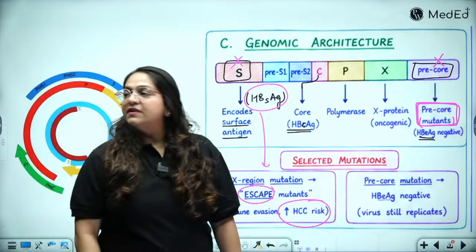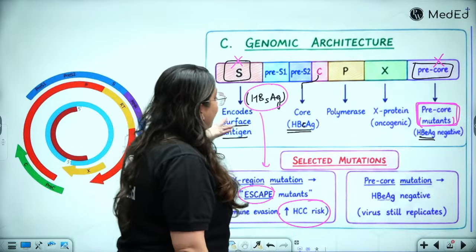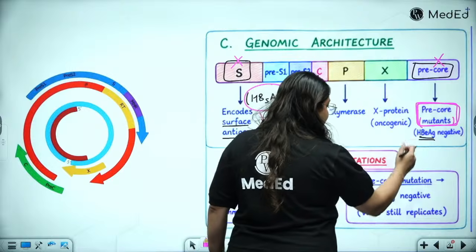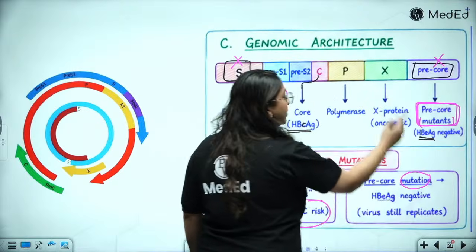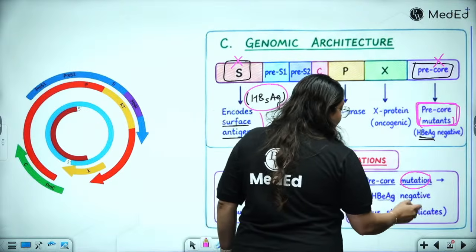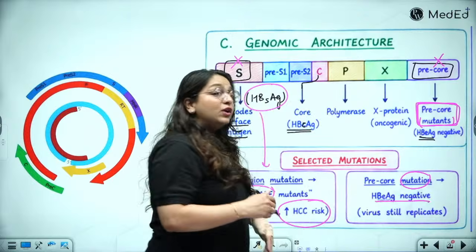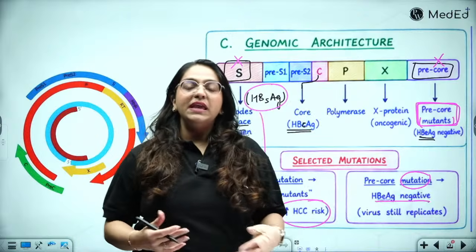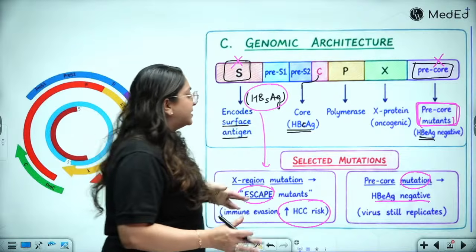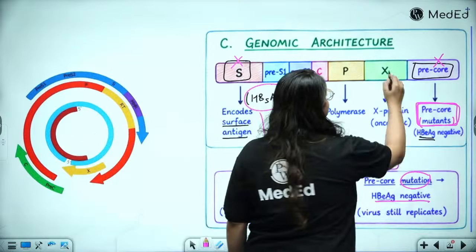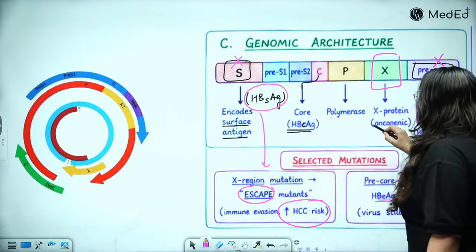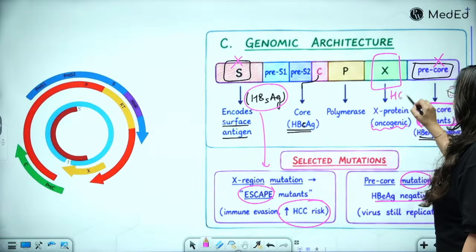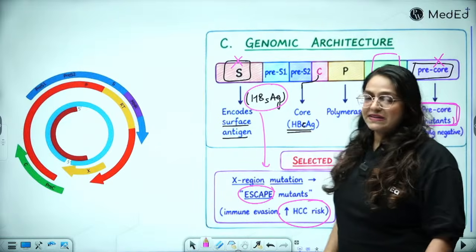Good evening, Arpita. Yes. Then what is a pre-core mutant? Like I said, there is a mutation in the HBe coding region, the pre-core region. So when you test the person, HBe antigen is negative, but the virus still replicates. What is this X protein? X protein is coding for the oncogene responsible for causing hepatocellular carcinoma.